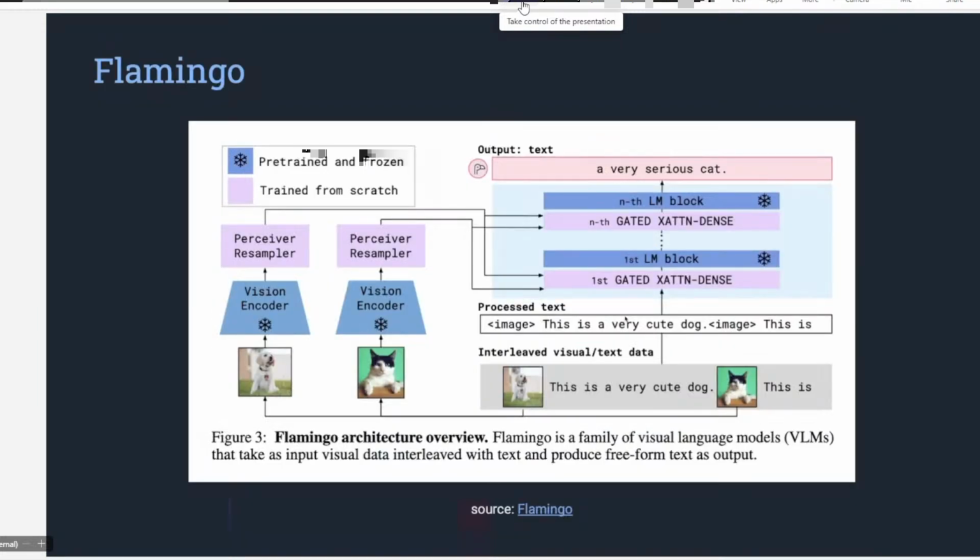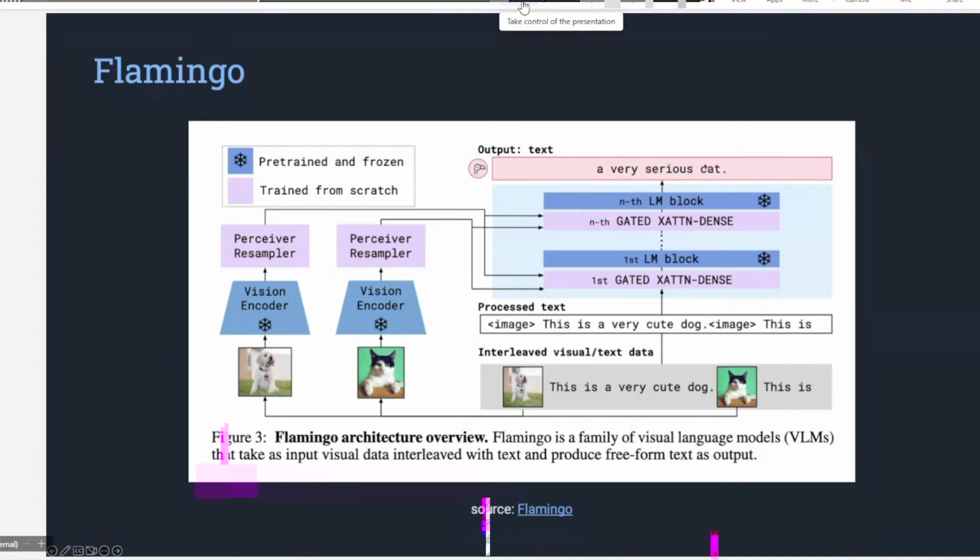Flamingo is one of the works which was a pioneer in VQA, but it was not on medical data. It was on general computation data. And the way it operates is it uses the perceiver module that receives vision embeddings and fuses them with the language prompts through cross attention layers. So this was one of the first works which actually embeds the input tokens directly into the cross attention layers.